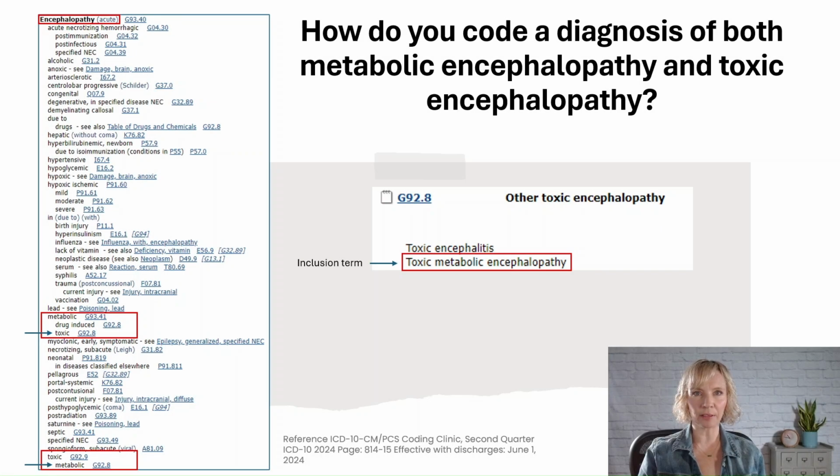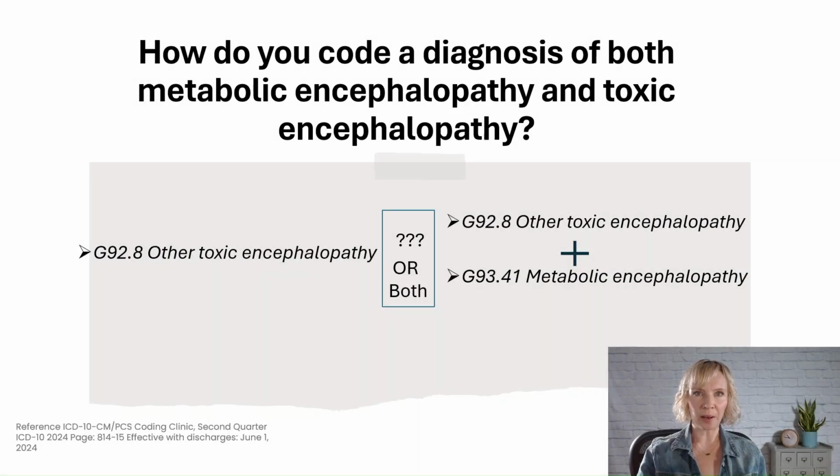Additionally, in the tabular list, toxic metabolic encephalopathy is listed as an inclusion term for code G92.8. This has led many coders to assign only one code, G92.8, to capture both the metabolic and toxic encephalopathy. But is that right? Should only code G92.8, other toxic encephalopathy, be assigned to capture both toxic and metabolic encephalopathy?